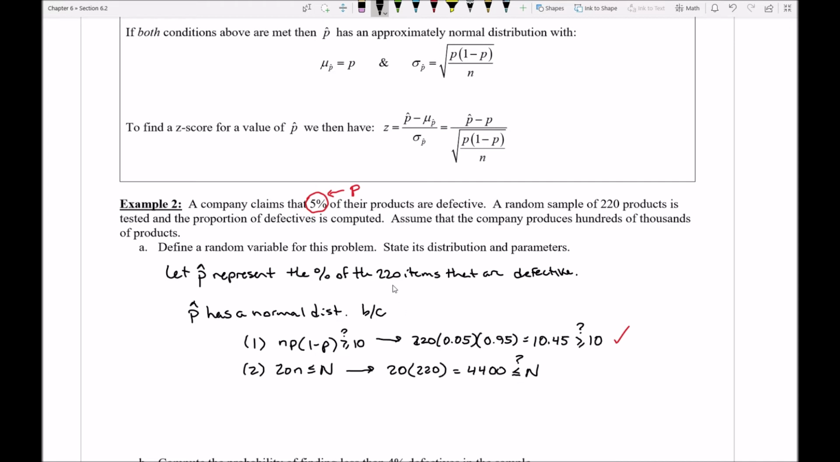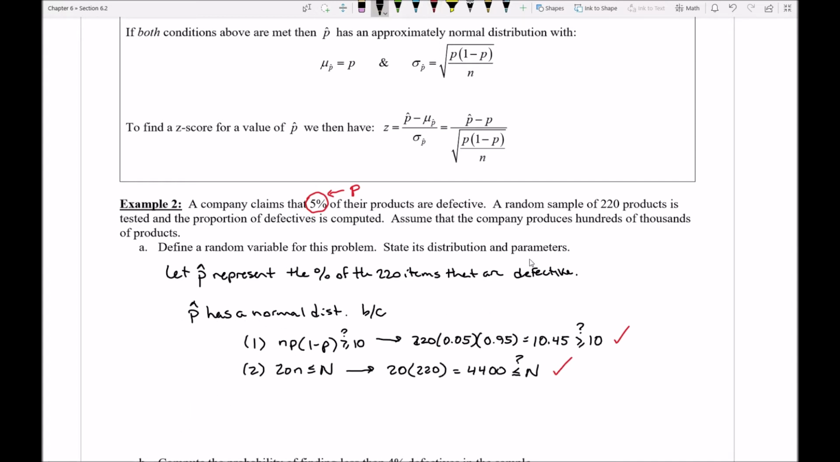So again, we took a sample of 220 products, and we know that the company produces hundreds of thousands of products. I don't know exactly how many, I don't know what capital N is, but I know it's in the hundreds of thousands. So is 4,400 less than a number that's in the hundreds of thousands? Yes, absolutely. So I can check this off. So now I know that p hat does indeed have a normal distribution.